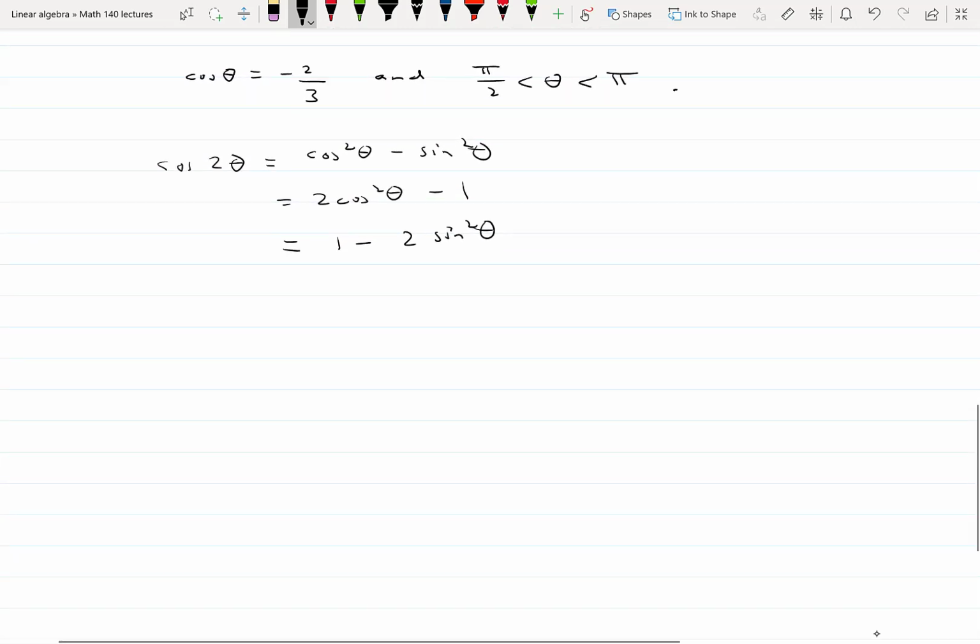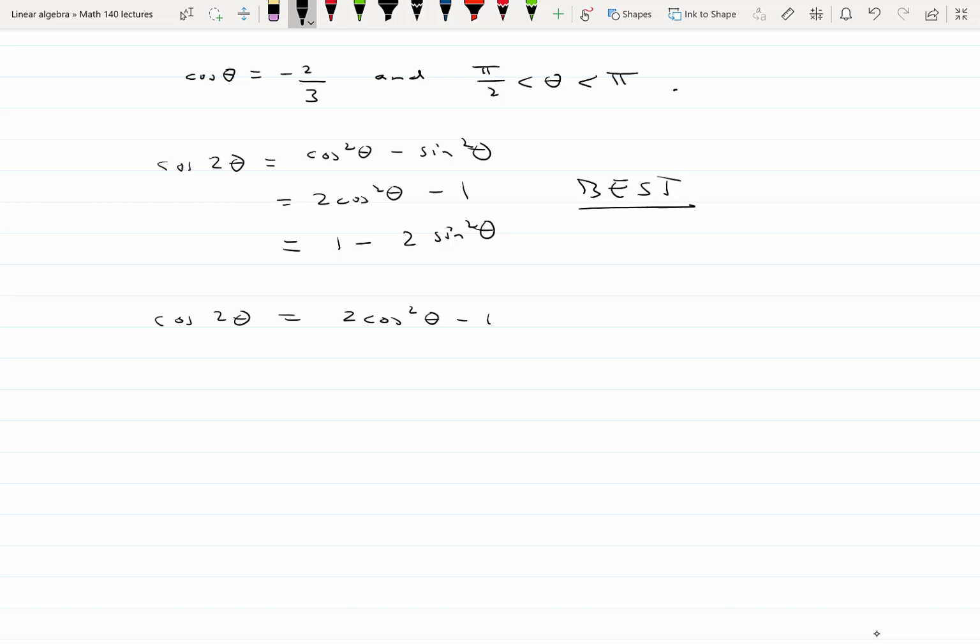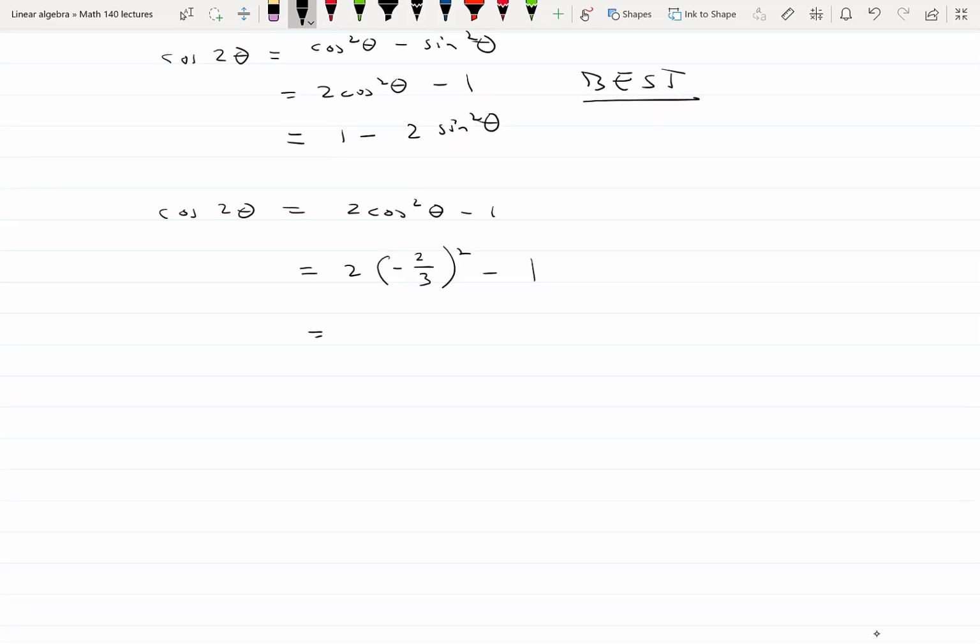Okay, the less you have to find, the less your chances are for making mistakes. In any case, let's use the formula cosine of 2 theta equals 2 cosine squared theta minus 1. That's the best choice. So I'm going to substitute for cosine of theta, negative 2/3. So 2 times negative 2/3 squared, because it's cosine squared, minus 1.